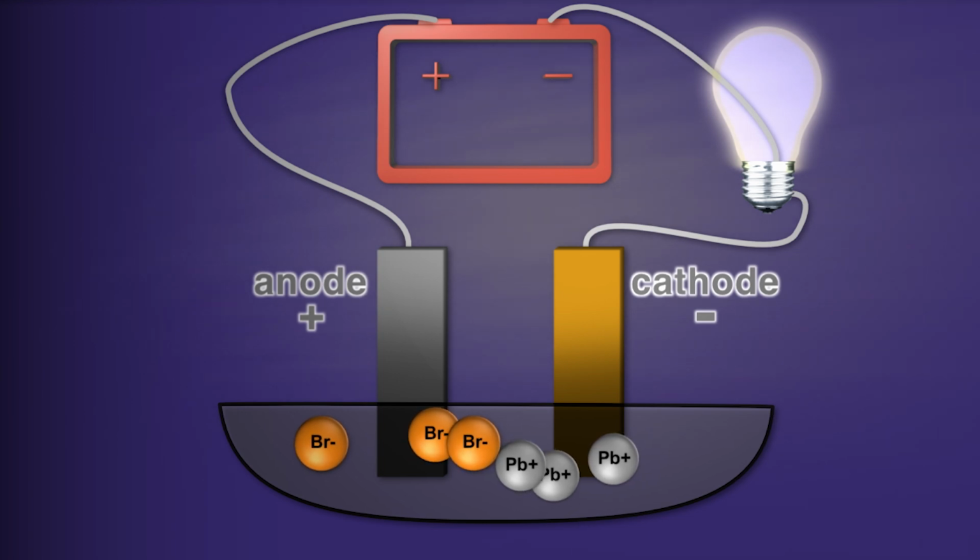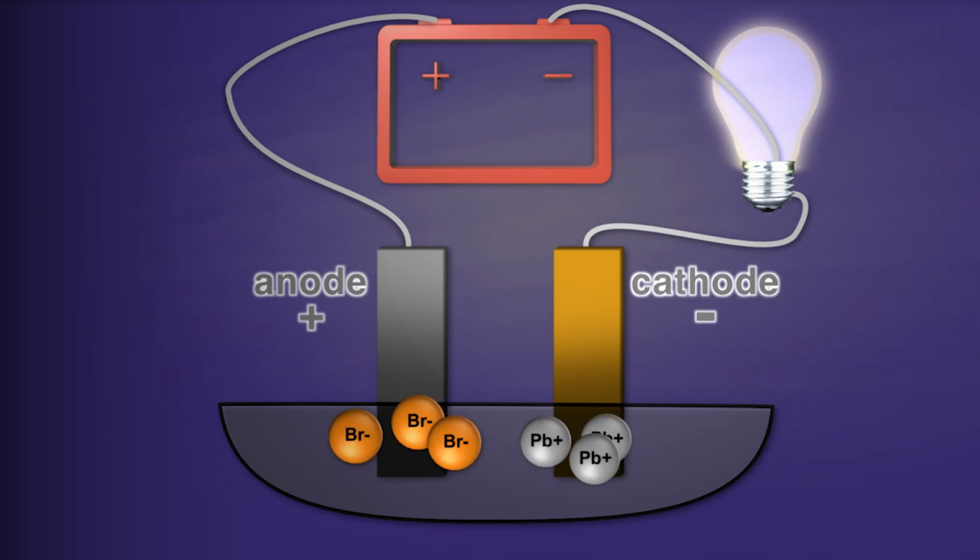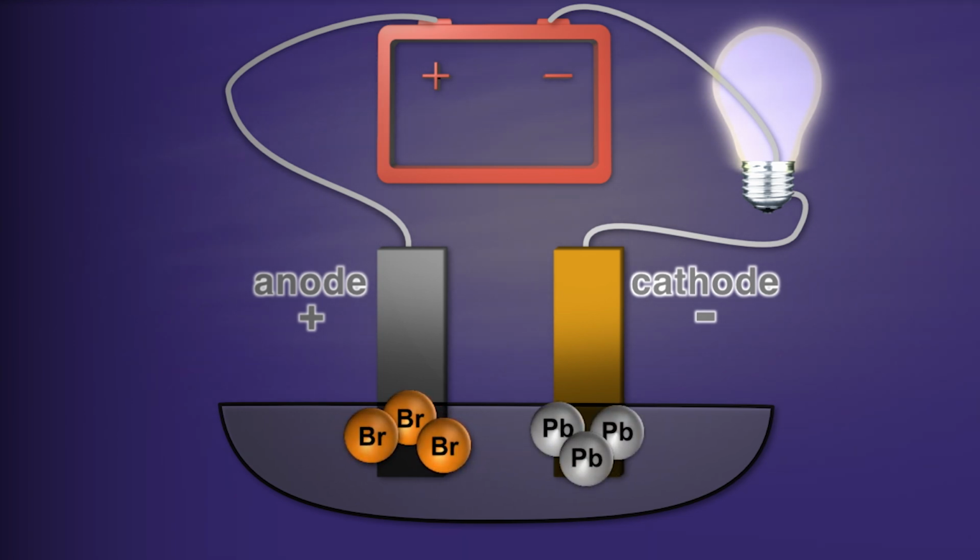The positive lead ions are attracted to the cathode, where they gain electrons, so they become lead metal. The negative bromide ions are attracted to the anode, where they lose electrons and form bromine gas.